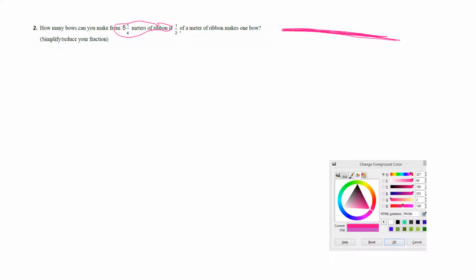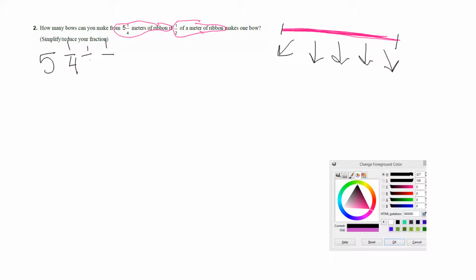And we want to know how many 1/2 meter bows we can make. We don't know how long the bows are, but it takes this much ribbon to make one bow. So what we're doing is we're taking this quantity of ribbon, and we're going to see how many bows we can make from it. We're taking this amount and we're dividing it up into 1/2 pieces to see how many bows we can make. So if we look at it like this, it's obvious that this is a division problem. We're not taking this and simply subtracting a piece from it. We're not taking this and making more of it. We're not multiplying it. We're taking a certain amount and we're dividing it up into 1/2 pieces. So we're going to do 5 and 1/4 divided by 1/2.